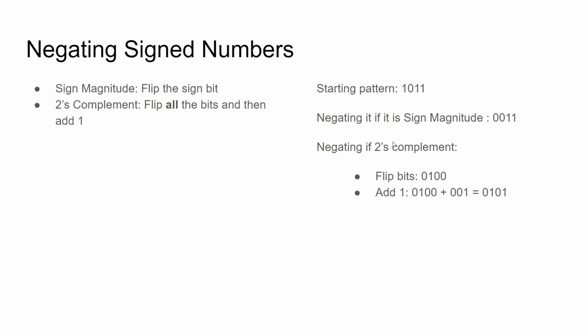In 2's complement, we flip the bits: 0, 1, 0, 0. So we go from 1 to 0, 0 to 1, 1 to 0, 1 to 0. So we flip the bits, and then we add 1. So 1 plus 0 is, it's not a trick question, 1, right? So 1 plus 0 is 1. 0 plus 1 is 1. 1 plus 1 in base 2 is 0 with a carry of 1, right?